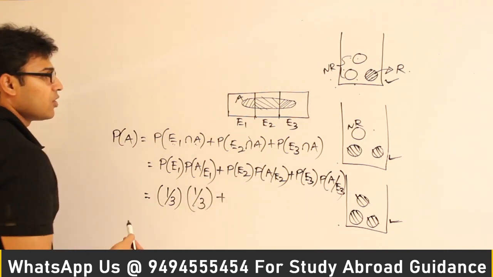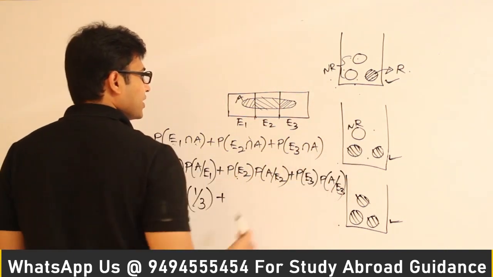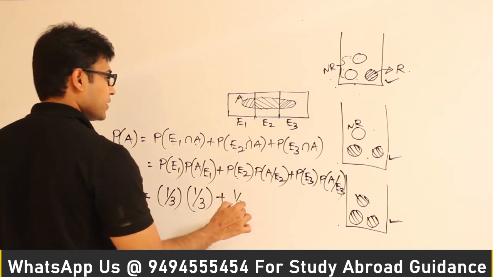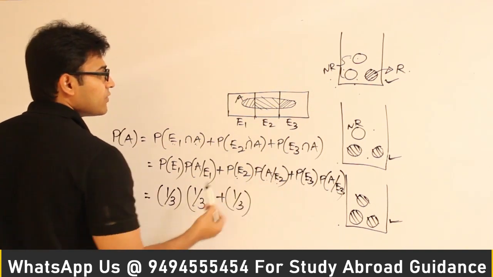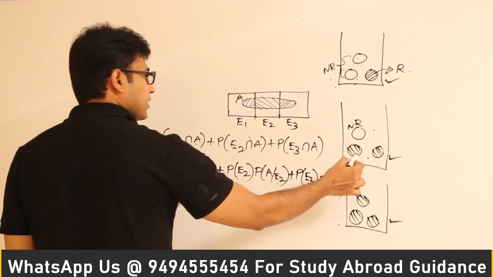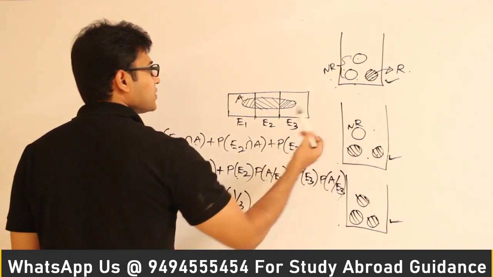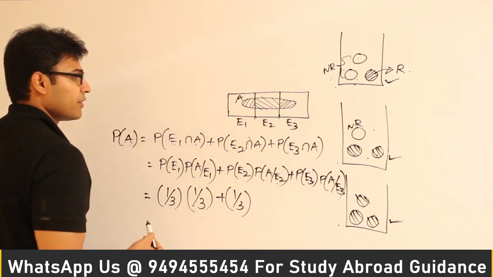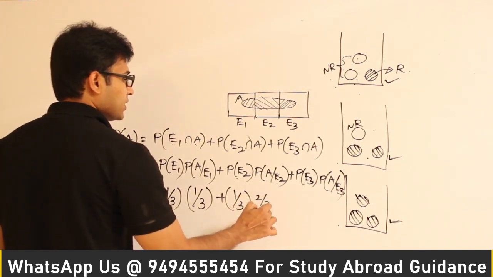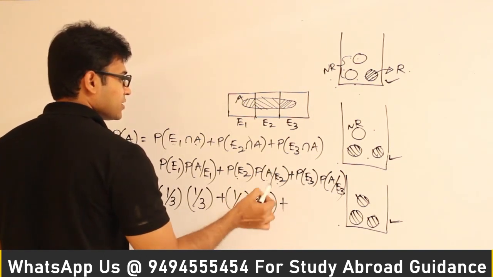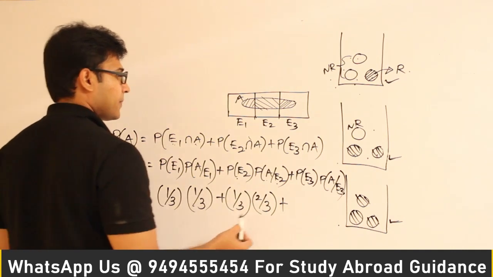Plus P of E2, what is the probability that the bag is of this type? It is 1 by 3 into P of A given E2, right? In case 2 balls are red and 1 is not red, then what is the probability of getting a red ball? 2 by 3, isn't it? 2 balls are red, that is why 2 by 3.